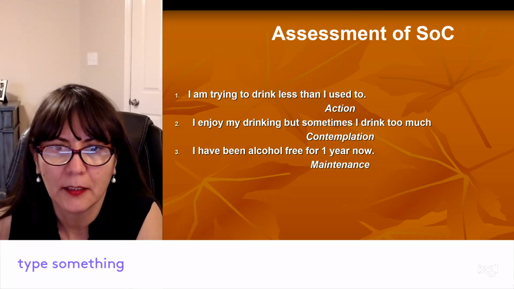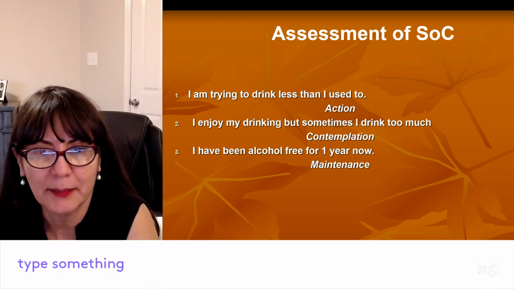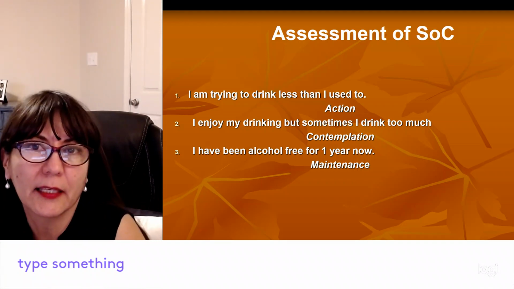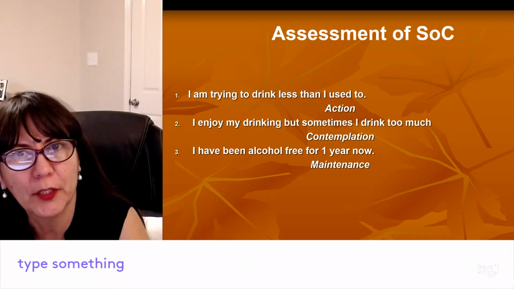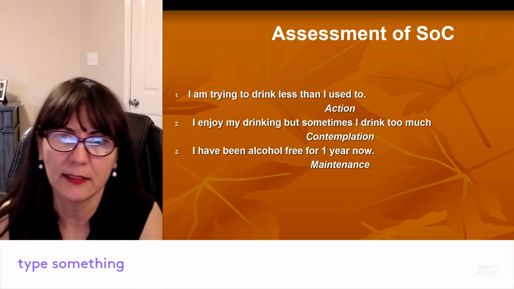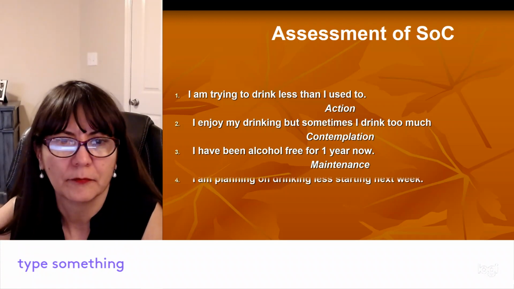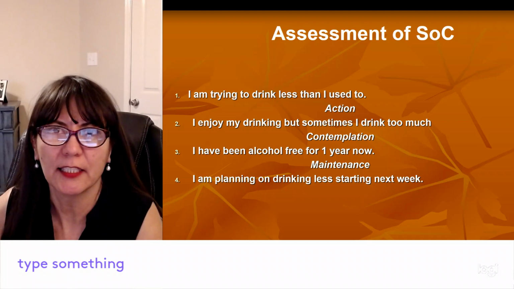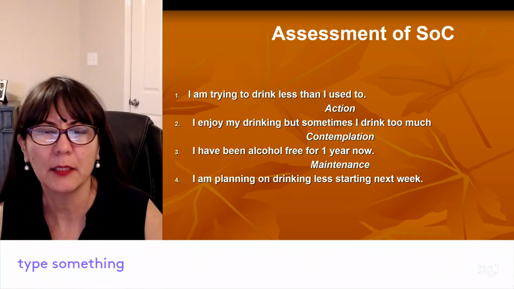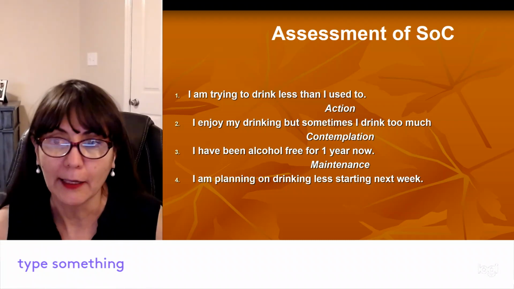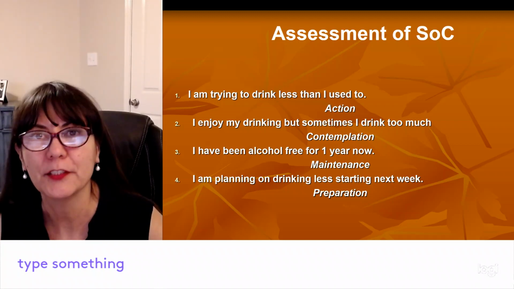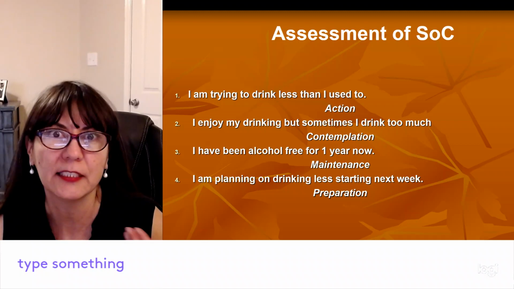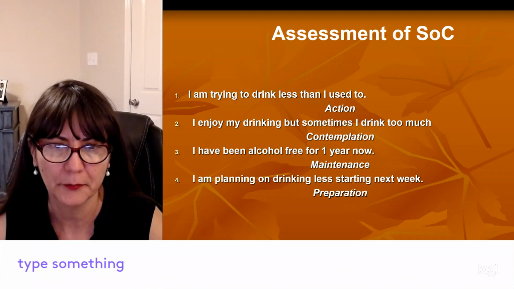Okay. So if you guessed maintenance, you guessed right. It's like the person has been engaging in the behavior for more than 6 months. That's maintenance. I am planning on drinking less starting next week. Okay, so I'm making a plan now. So clearly that is the preparation stage, right? I'm making a plan. I'm going to stop drinking next week, or at least reduce my drinking next week.